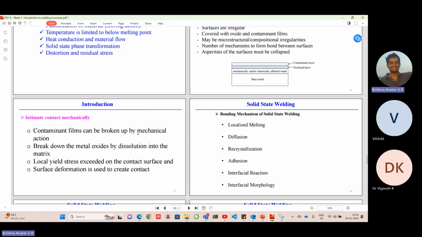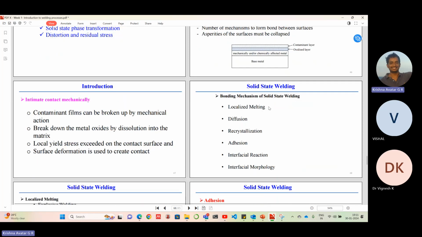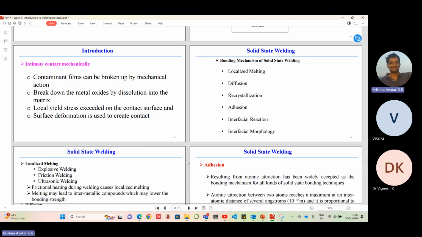And we can break down the metal oxides by dissolution into the matrix or into some other solution, which will just clean this oxidized layer. Then we have this local yield stress which can be exceeded on this contact surface, and surface deformation would also be used to create contact. The bonding mechanisms of solid state welding include the formation of localized melting, diffusion process, recrystallization process, adhesion, interfacial reaction, and interfacial morphology.